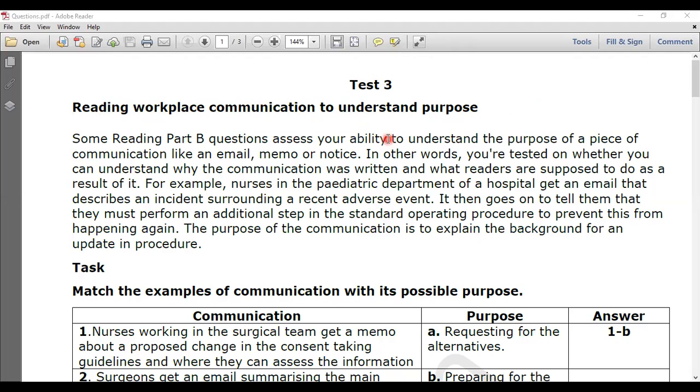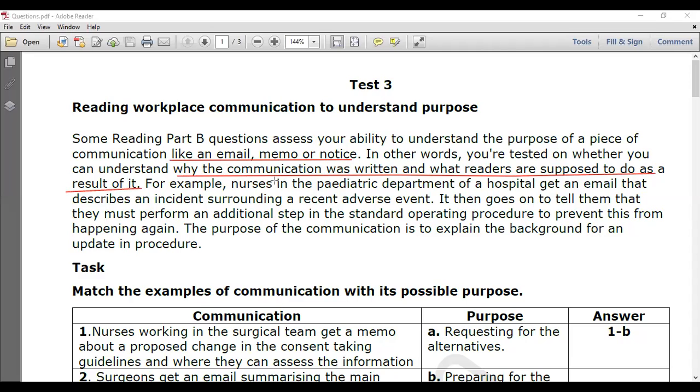Now, what are the common types of documents that you get in the reading part B section? You mainly get workplace related communication, which could be an email or a memo or a notice. So in the purpose question, you are expected to understand why that is written, or what the readers are supposed to do after receiving it.